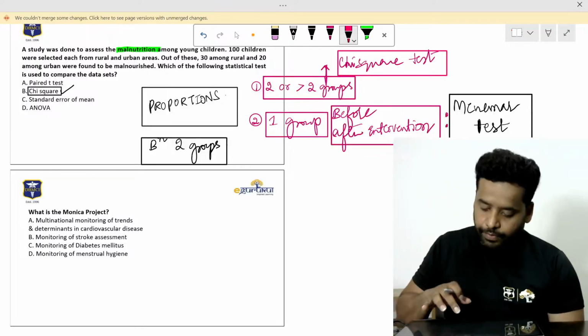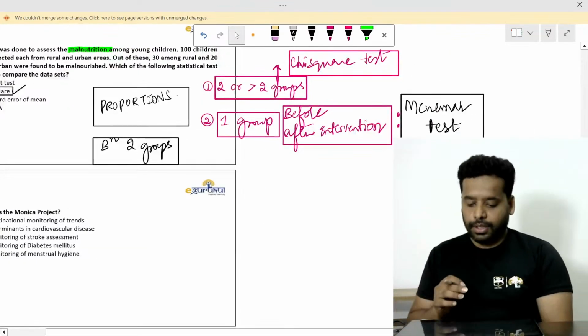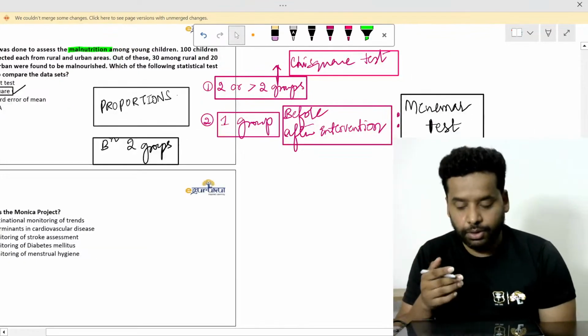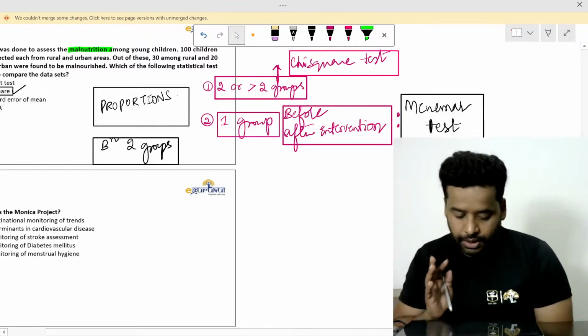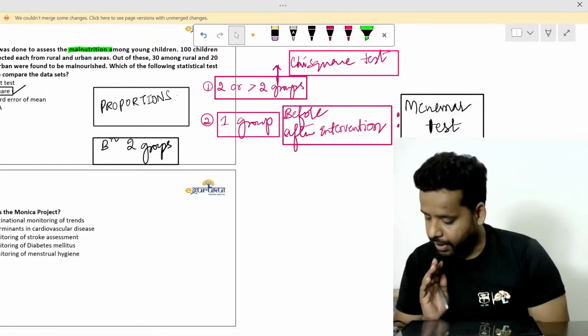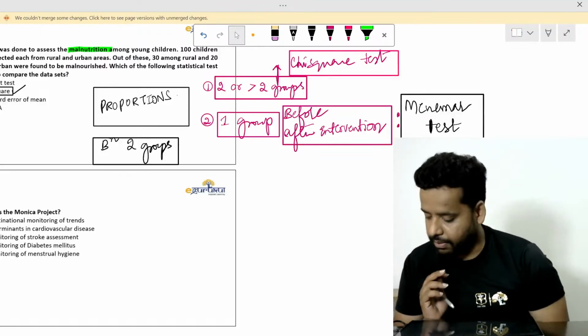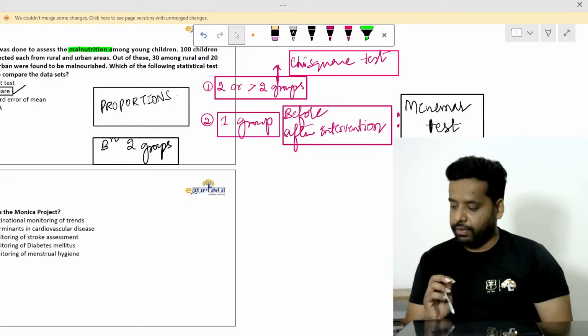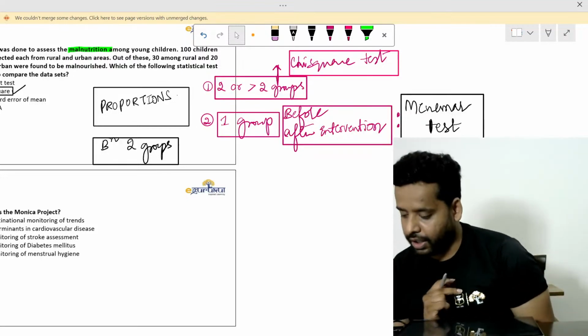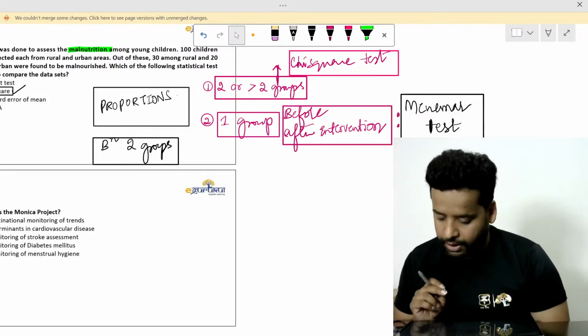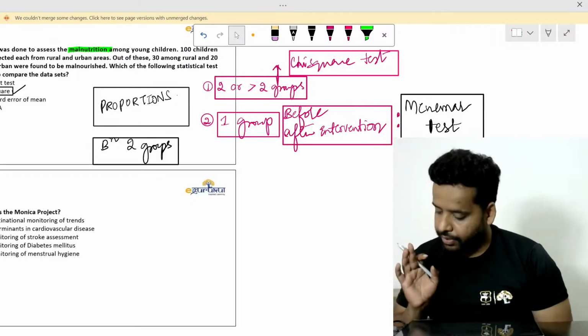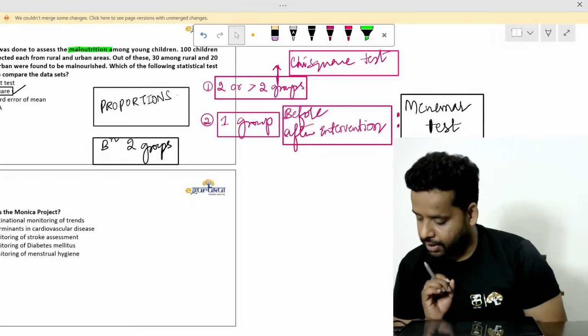Proportions, two or more than two groups, chi-square test. One group before and after, it is McNemar test. Sign test and all, that is for the median you compare. Wilcoxon signed rank and all. Later I will give one table. At last I will give one table for tests of significance. Don't worry.